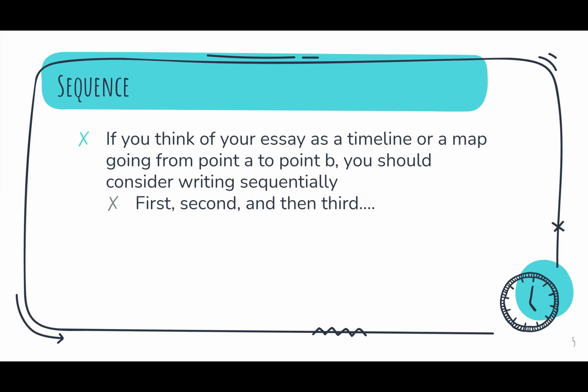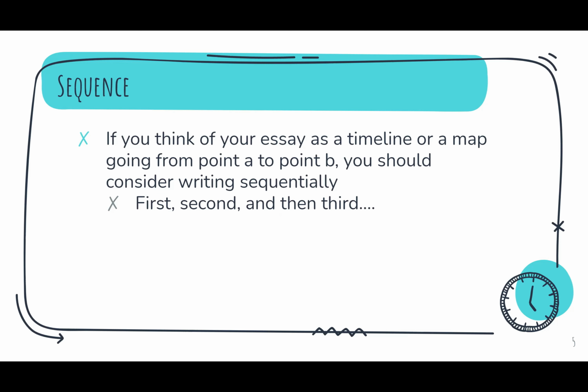If you think of your essay as a timeline or a map going from point A to point B, you should consider writing an essay sequentially. If when you're planning your essay, your thought process goes to first, second, and then third, this is typically a sign that you should be using sequence.